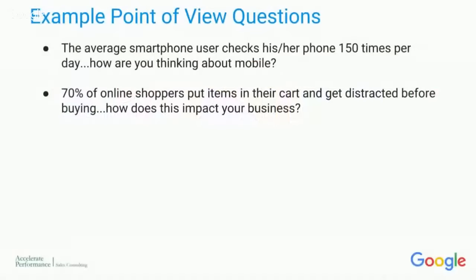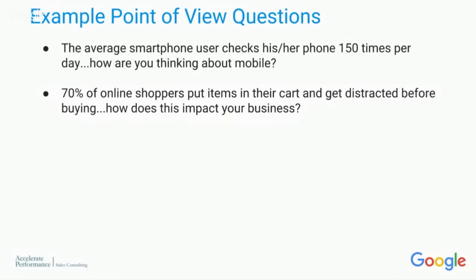And it works with any data, trend, statistic. You guys have thousands of them. The key is to pick the most important 2 or 3 or 4 and turn them into conversations. You see another example here. I could easily say 70% of online shoppers put items in their cart and get distracted and leave before actually buying, so you need to purchase this remarketing solution. But that's a little bit overly aggressive, more toward a pitch. 70% of online shoppers leave with items in the cart when they get distracted. How are you working on that? How does this impact your business?